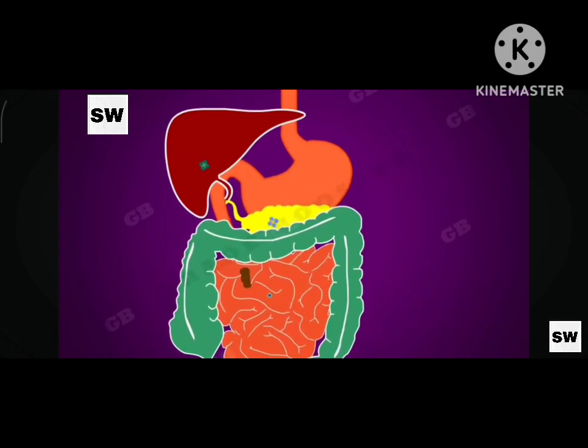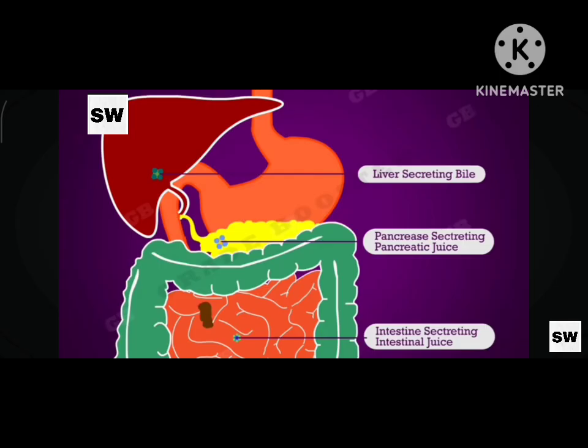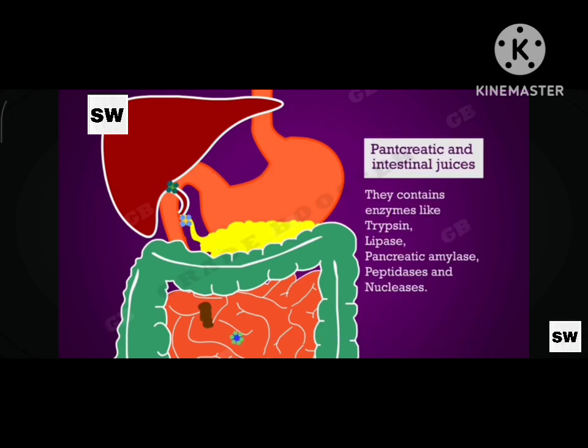It receives pancreatic juice from the pancreas, intestinal juices from the glands in the intestines, and bile juice from the liver. Pancreatic juice and intestinal juices contain enzymes like trypsin, lipase, pancreatic amylase, peptidases, and nucleases.